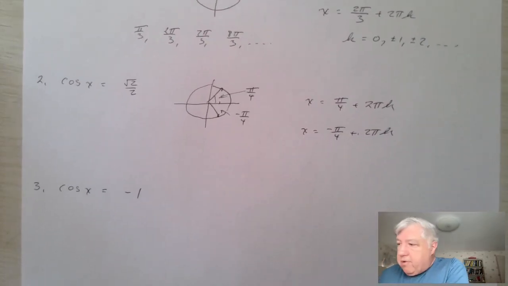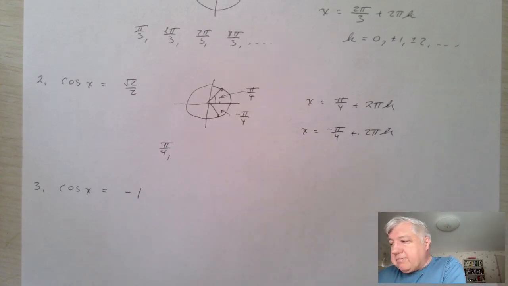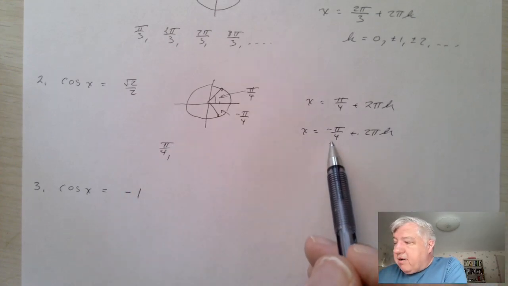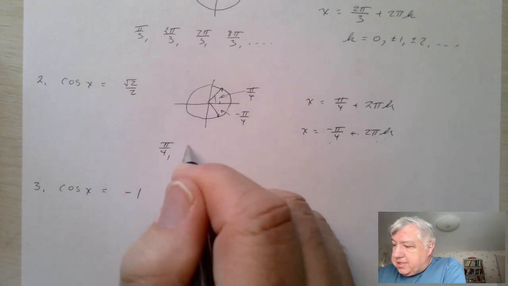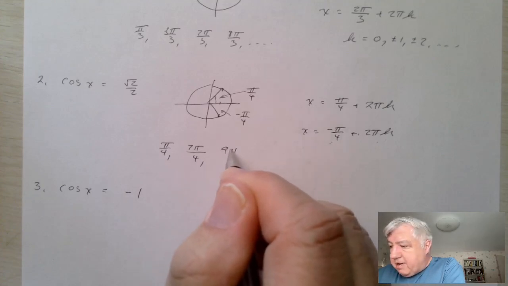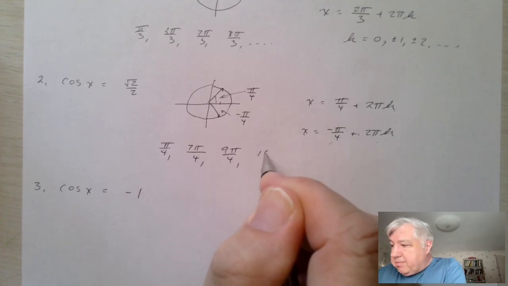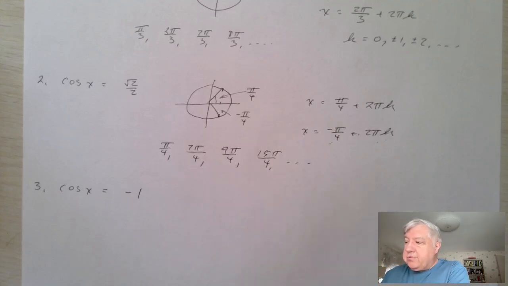Alright, so let's say we could get pi over 4. We want the first few positive solutions. Negative pi over 4 plus 2 pi times 1, when k equals 1, would be 7 pi over 4. And so on. The next one would be 9 pi over 4. The next one would be 15 pi over 4, and so on. So that would be those solutions there.